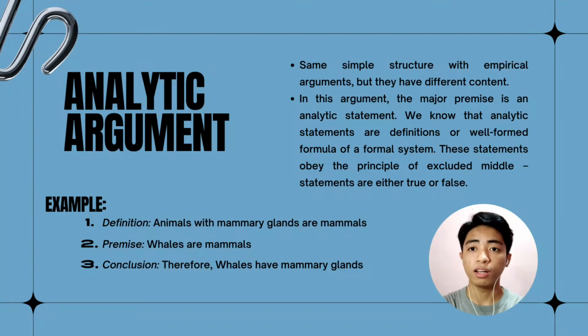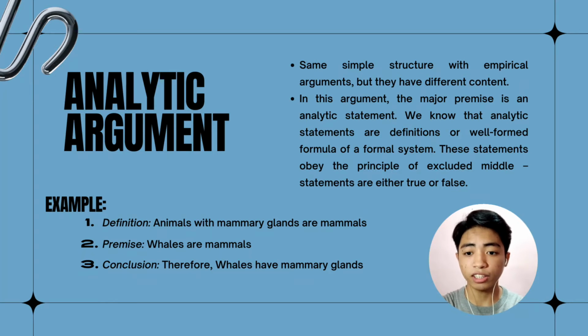For example, definition: animals with mammary glands are mammals. Premise: whales are mammals. Conclusion: therefore, whales have mammary glands. In analytic arguments, if the definition or the well-formed formula is analytically true and uncontroversial, and if the minor premise is also true, then the truth of the conclusion is proven by the premises. The argument is either proven or not.